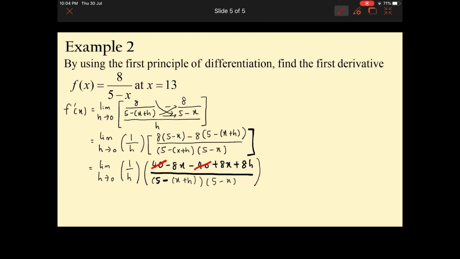Next, check if there is anything that we can cancel out. So obviously now 40 we can cancel out. 8x also can be cancelled out. And then since for the numerator part we only have 8h and we have 1 over h outside, we can cancel out h here. So if I rewrite this back, we will have limit of h approaches 0 of 8 over 5 minus x plus h times 5 minus x.